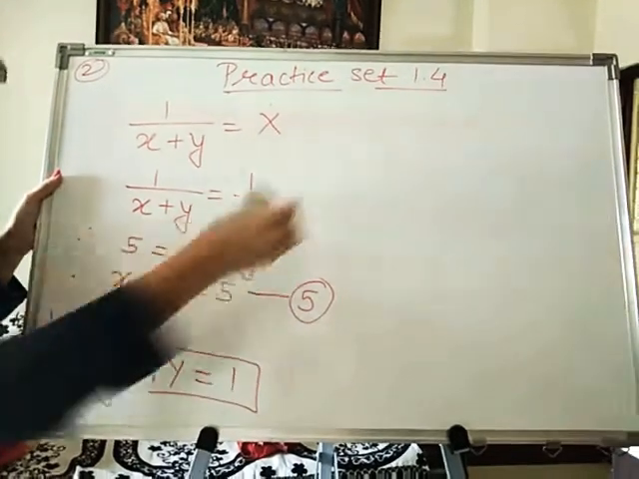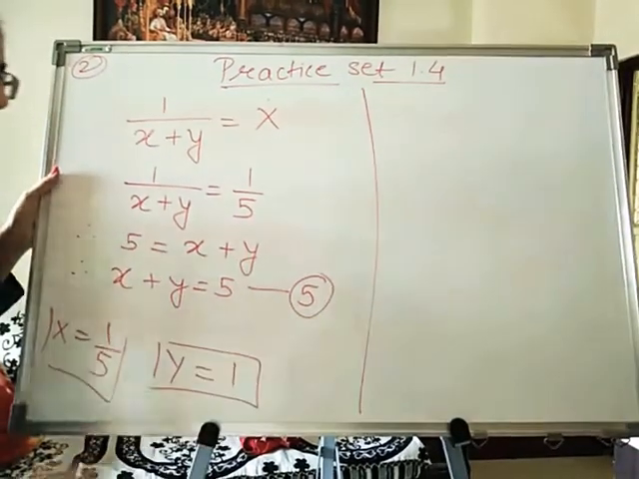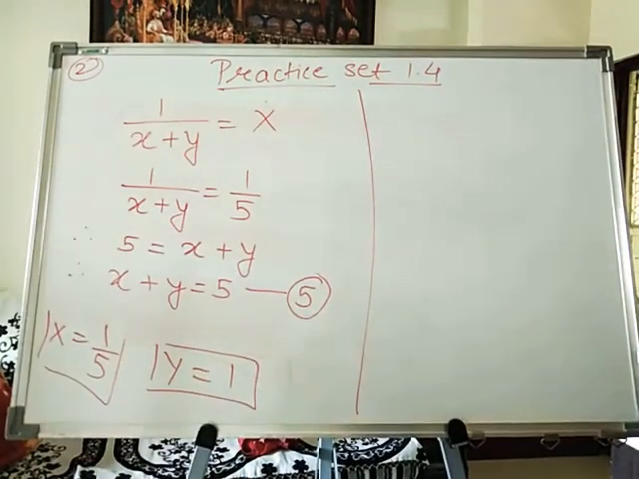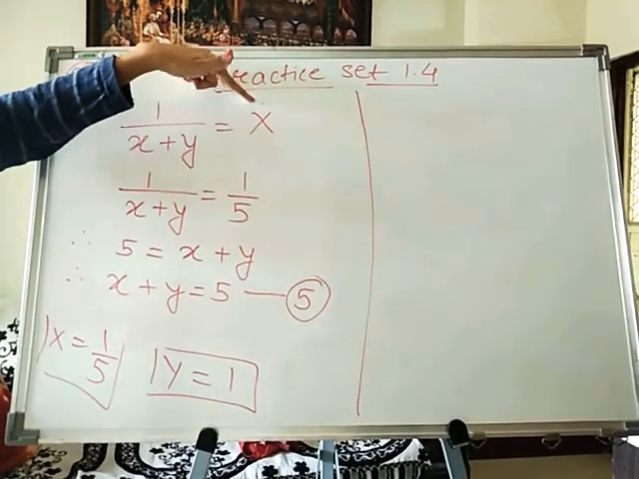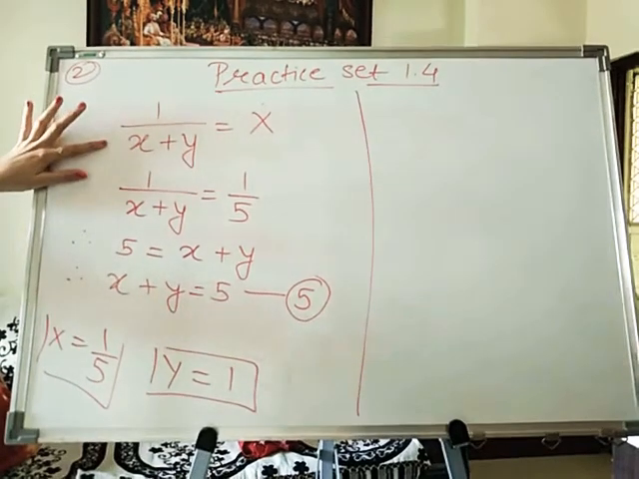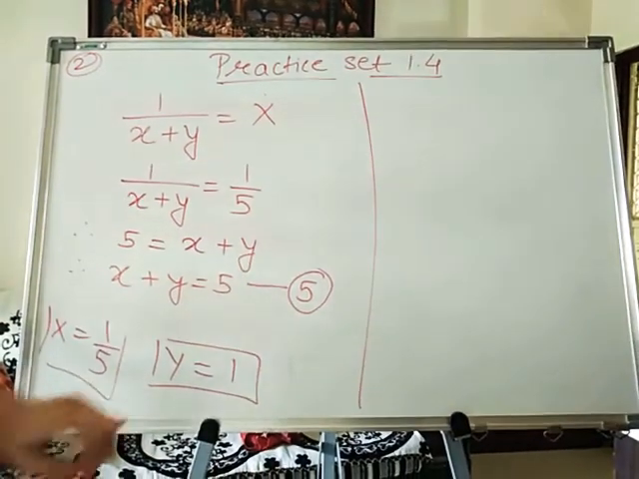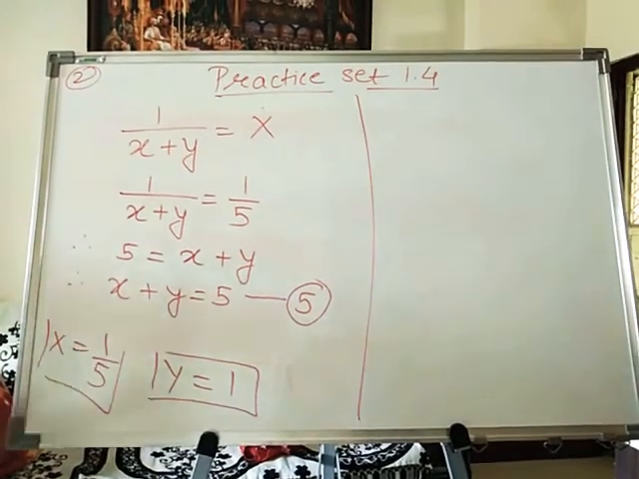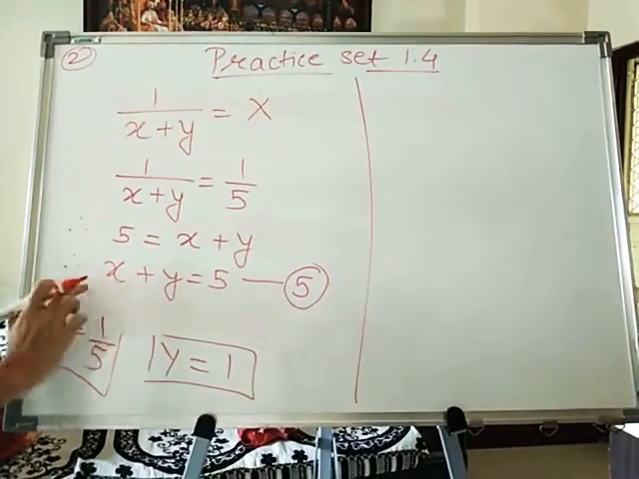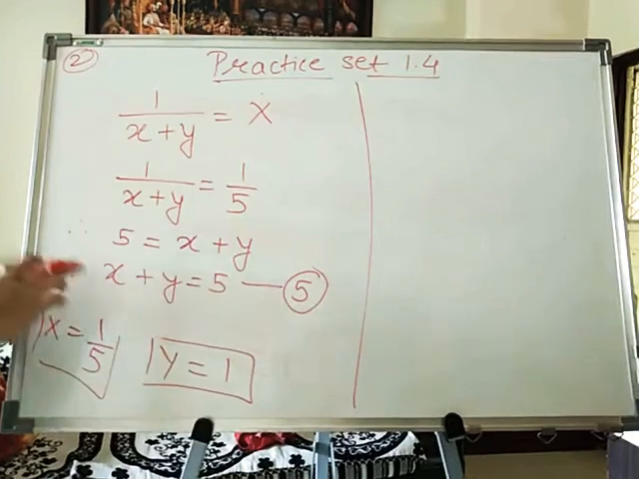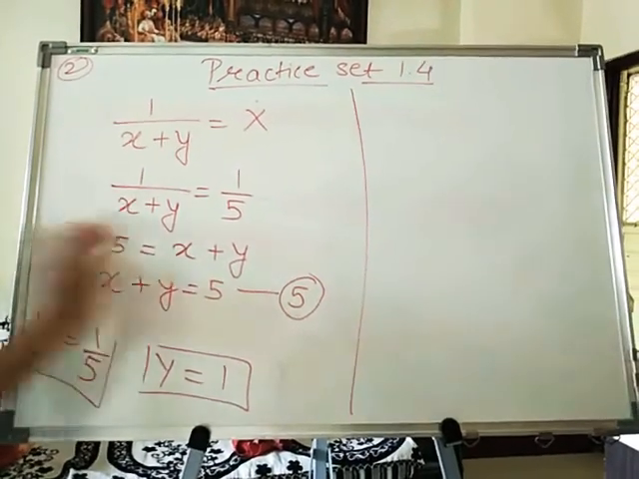In the same way, now you will get the second equation. What was done in the first sum was only 1 upon x was substituted as your capital X, so directly you got the value of your x. But here it is not the same case. Why? Because 1 upon x plus y is substituted as capital X, so you are getting a new equation, not directly the value of small x or small y. So this is your equation number 5.